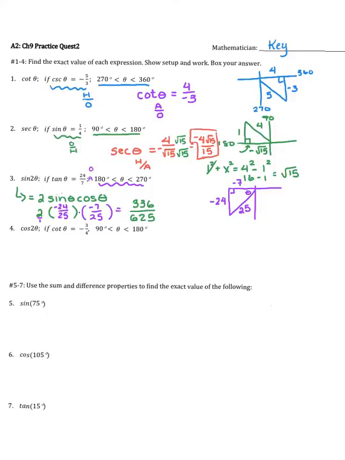All right, and the last one of these, we're going to draw the triangle in the second quadrant, 90 to 180. So here's our triangle, and cotangent is adjacent over opposite. So the adjacent is negative, the opposite is positive, and this is a 3, 4, 5 right triangle. Again, I have to use an identity.